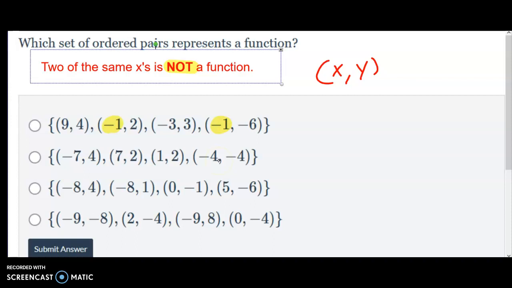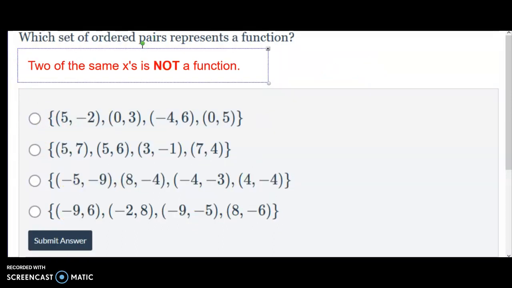Now if you look at the third one, you got a -8 and a -8, and on the fourth one you got 2 -9s. See that? So with that being the way it is, that means this is a function. So that's the one you would select. So let's take a look at another example.